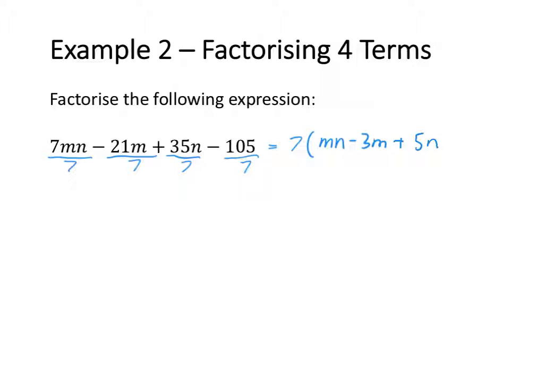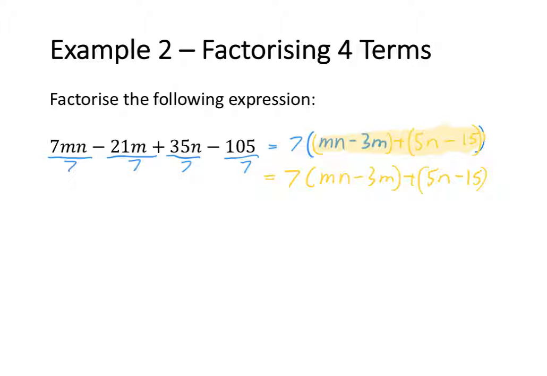and that leaves me with mn minus 3m plus 5n minus 15. So now I want to move on to step 2, which is to group my 4 terms into pairs, and it's going to be the 4 terms that are inside of my brackets. And I'm going to group my first 2 terms together and then group my second 2 terms together. And so it's going to be 7 and then mn minus 3m plus 5n minus 15.